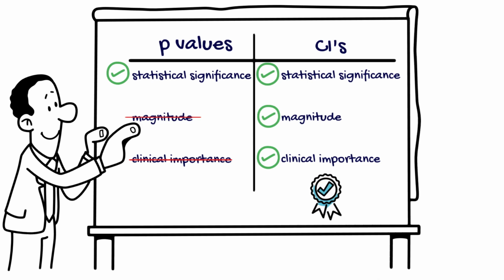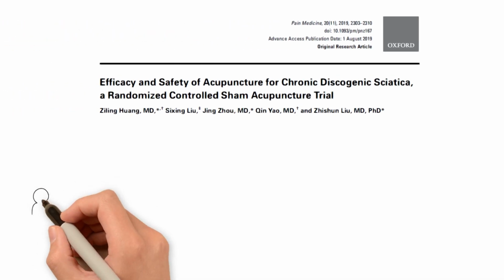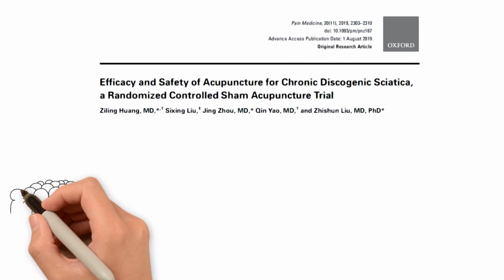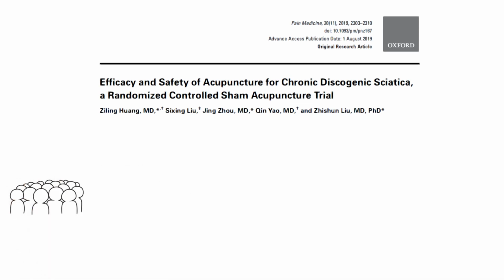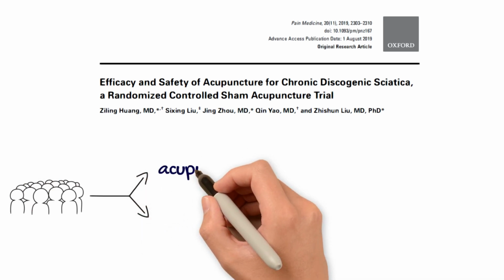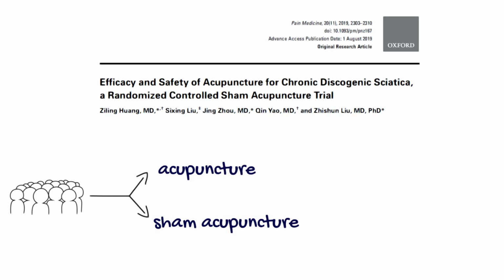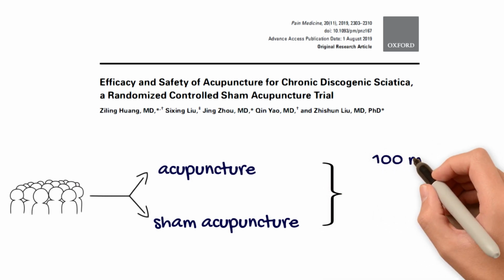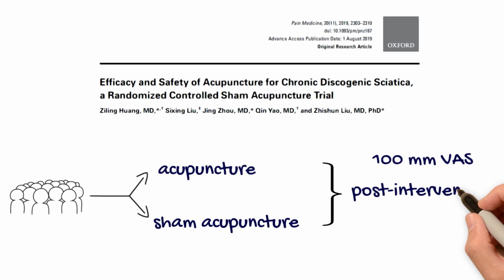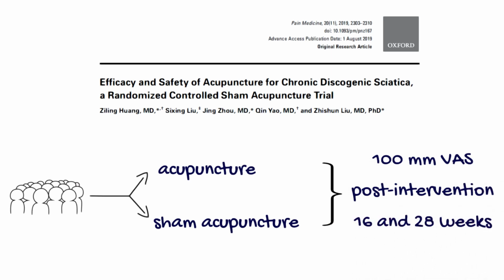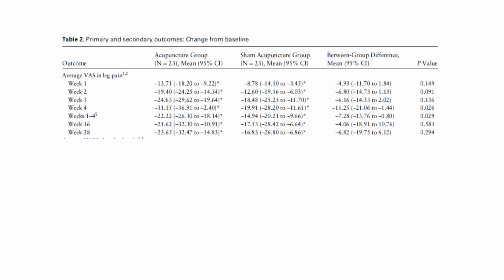To illustrate confidence intervals and p-values, let's revisit our example. Recall that in this study, researchers randomized participants with sciatica to receive either acupuncture or sham acupuncture for 4 weeks. Their primary outcome was leg pain, measured using a 100 millimeter visual analog scale immediately following the intervention and at 16 and 28 weeks. In Table 2, 95% confidence intervals are provided with the between-group effect estimates in column 4.